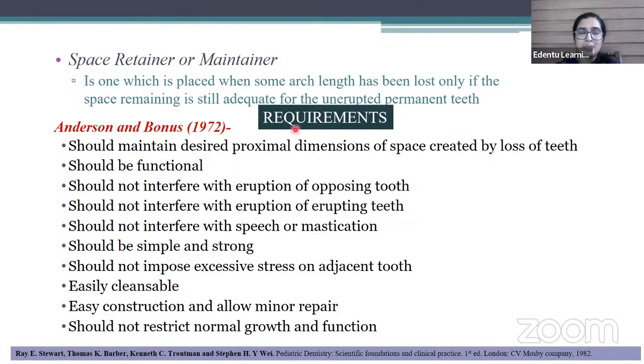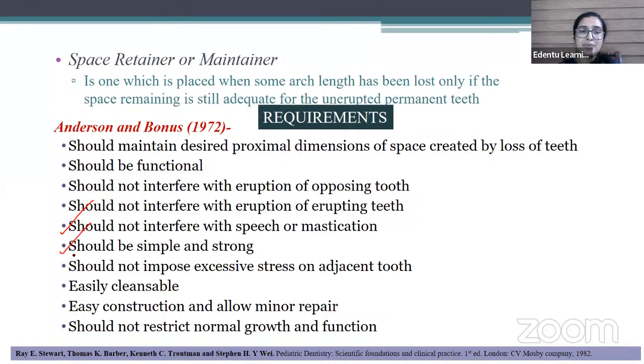Coming on into the requirements, and let me just say this is something that you shouldn't miss whenever you're attempting such a question. It should maintain the desired proximal dimensions of the space. It should be functional. It should not interfere with the eruption of the opposing tooth. It should not interfere with the eruption of the erupting tooth. Okay, so let me just explain. This is one particular topic that you shouldn't miss. Okay, so all of these are quite important, and then it should not interfere with the speech or mastication.